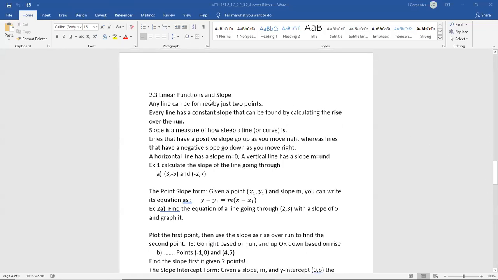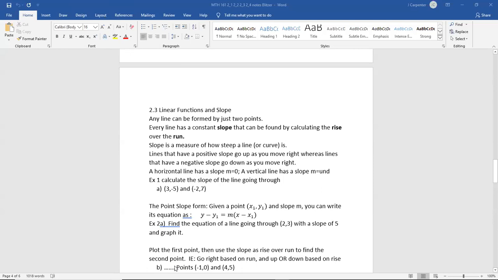So for B, the question is just saying find the equation of a line going through the points -1, 0 and 4, 5. So -1, 0 and 4, 5. This is a slightly different problem than the last one. In the previous example, I gave you the point 2, 3 and a slope of 5.